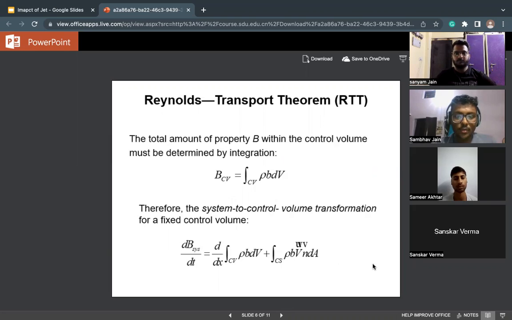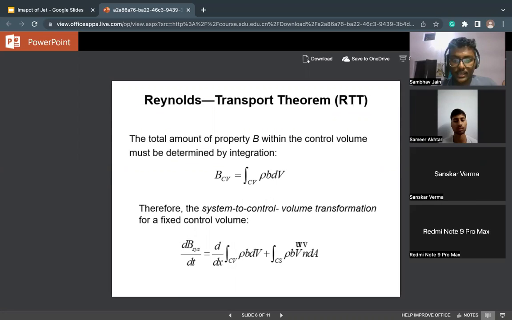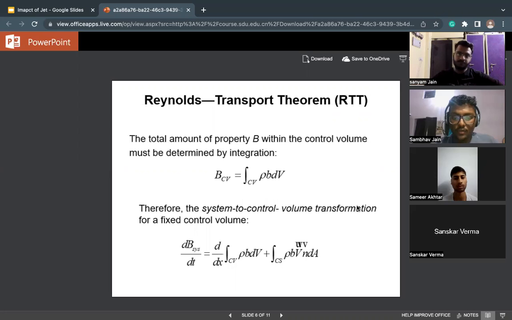Here, the property of the control volume equals the integral over the control volume of rho times b dV. Therefore, the system to control volume transformation for a fixed control volume is: the rate of change of the property of the system equals d/dt of the integral over the control volume plus the integral over the control surface. Moving to the next slide.